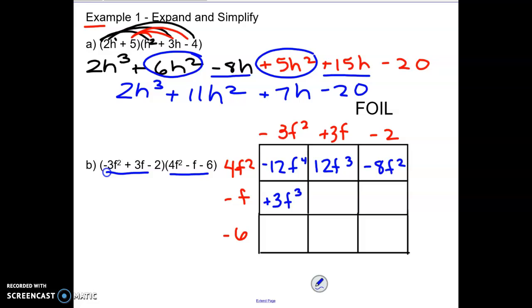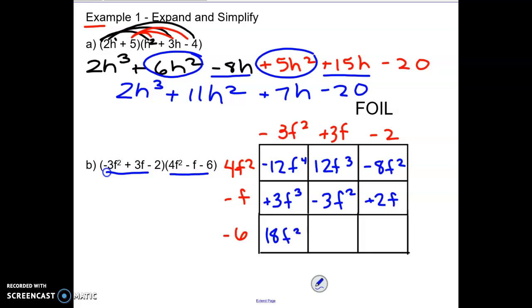Our next square, I have 3f times negative f. That's going to be 3 times negative is negative 3. F times f is f squared. And the final box in that row is negative f times negative 2, which would be positive 2f. So the negative and the negative is going to be positive. Down to the final row, we have negative 3f squared times negative 6 is going to be positive 18f squared.